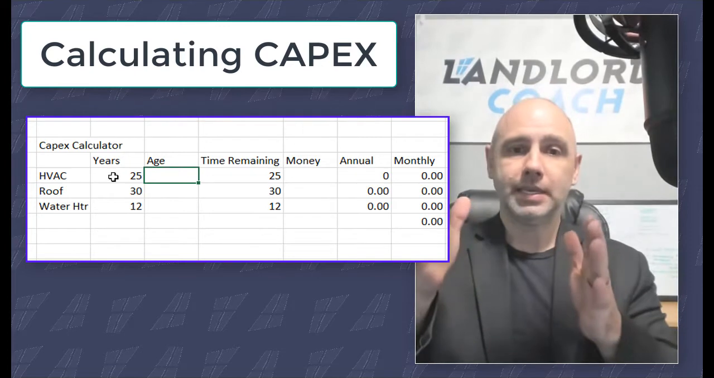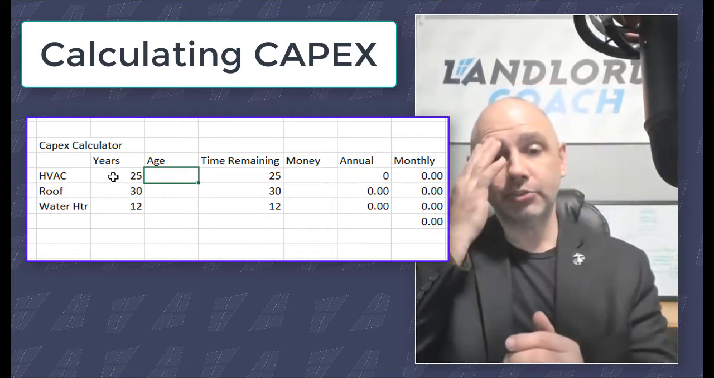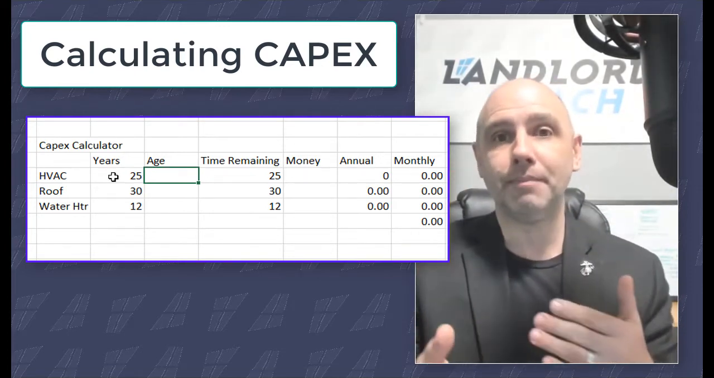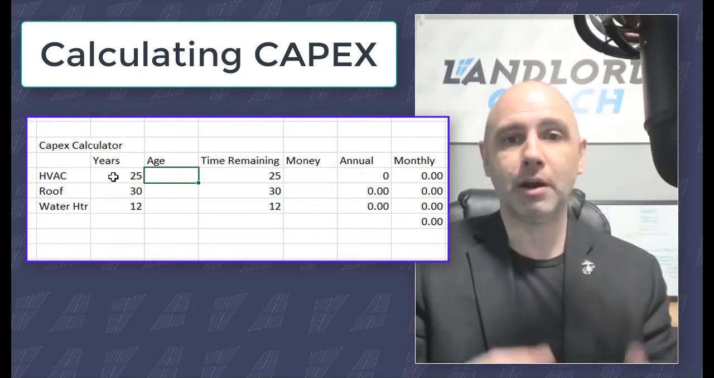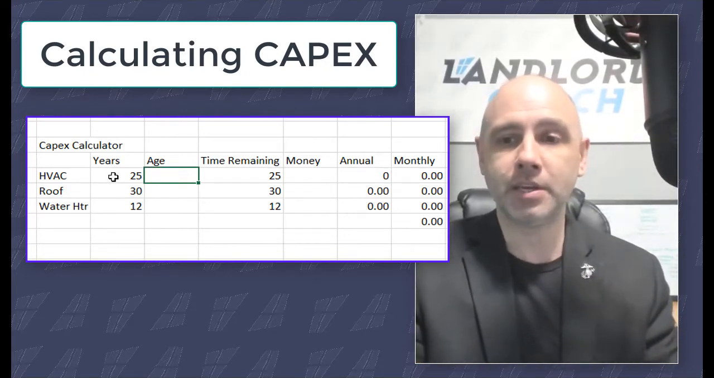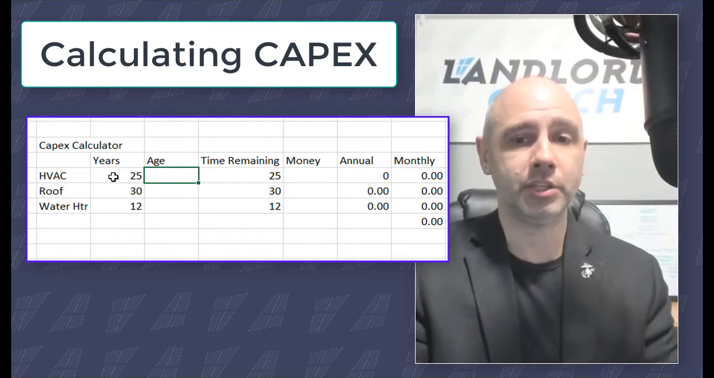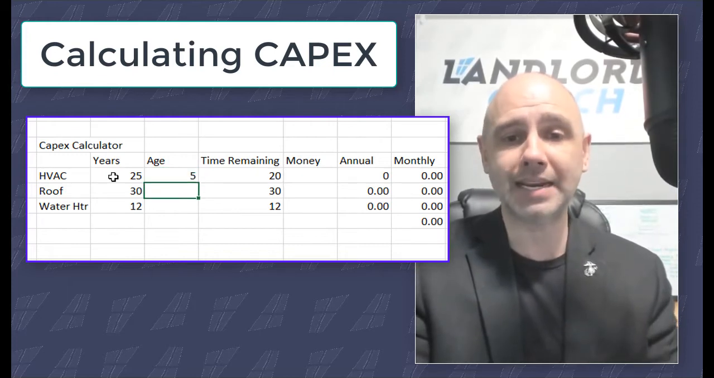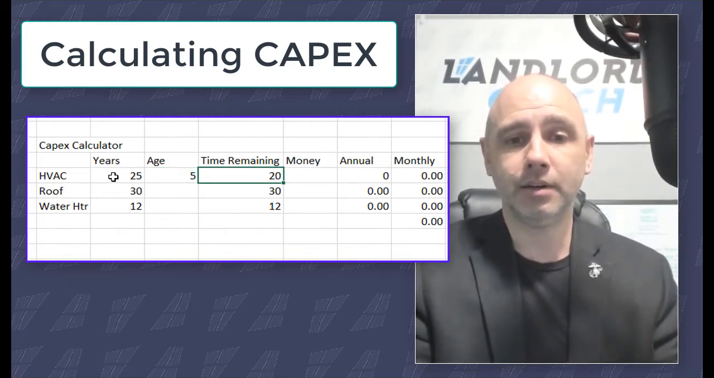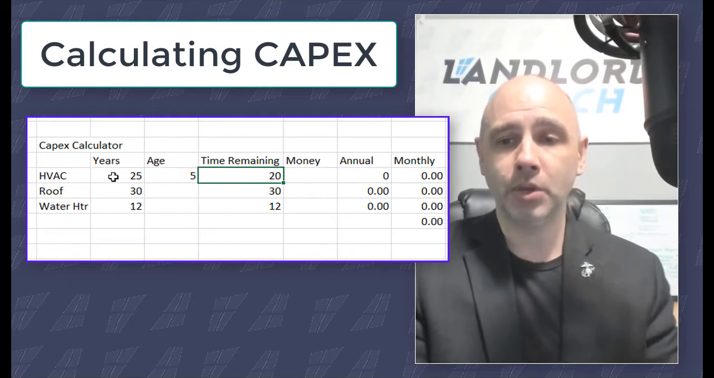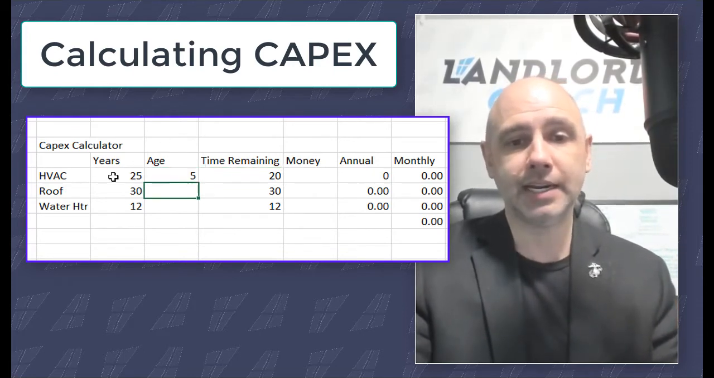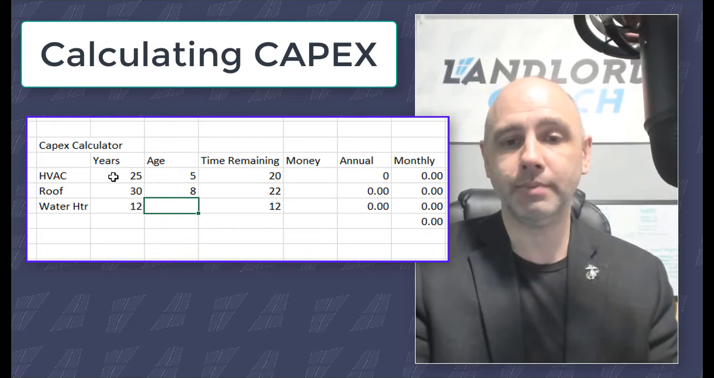Okay, so the age of the HVAC system. Let's pretend that you're getting ready to buy the property, and the age of the HVAC system is 5 years at this point. So you have 20 years remaining of that HVAC system, okay? So the roof, let's say it's got 8 years on it, you've got 22 years remaining, and then the water heater, it's got 2 years on it, you've got 10 years remaining.